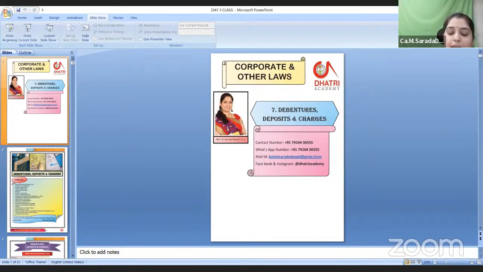Every year the company has to ensure that, at least before 30th April of each year, it transfers at least 20% of the amount of deposits which are maturing in the next financial year into a separate bank account, called the deposit repayment reserve account.